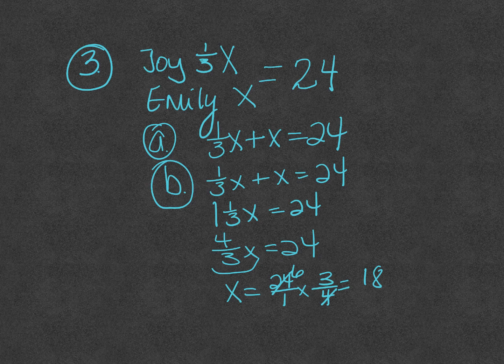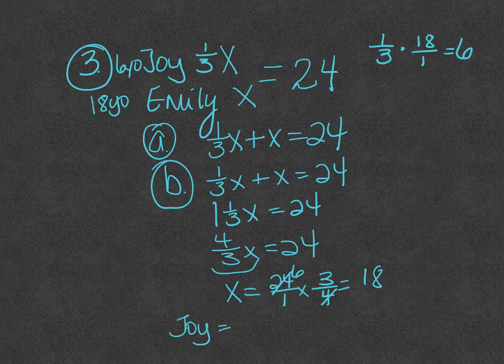18. So Emily is 18. So how old is Joy? 1/3 of 18, which equals what? 6. So Joy is 6 years old. Okay, and then you would just write Joy, 6 years old, Emily, 18 years old. See why those fractions are good to know all your life? You've got to know how to.